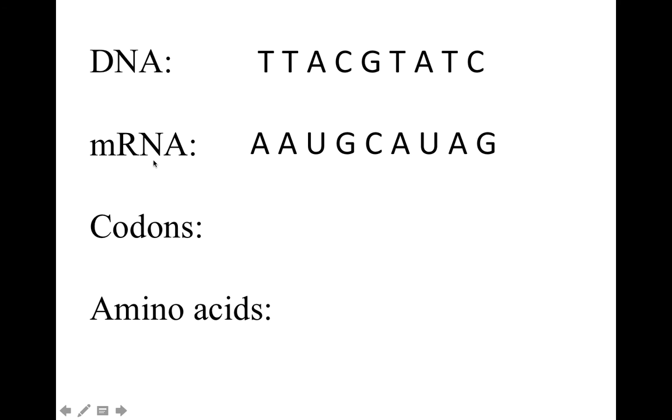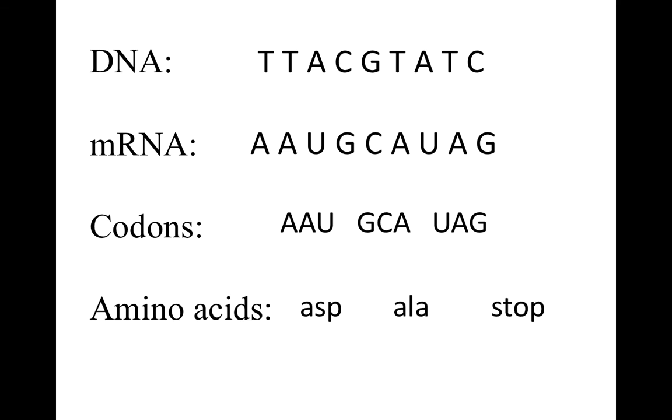What you're going to see is it's going to say, okay, what are our codons? And like we said, a codon is 3 nucleotides. What you're going to do is break them apart so you can see them better. So we have our codons right here. And what you would then do is look these up in your amino acid chart, your mRNA codon chart, to give you that amino acid. So that's asparagine, alanine, and a stop codon.